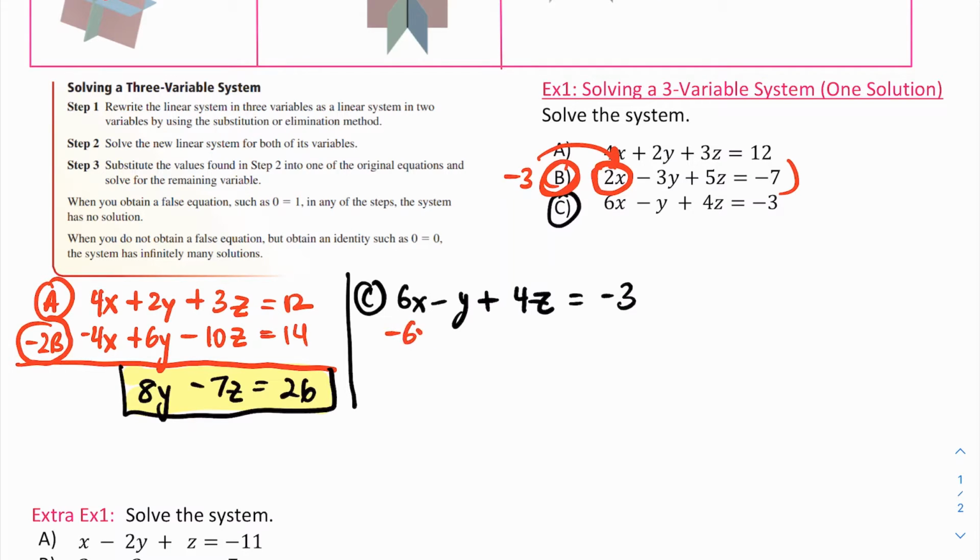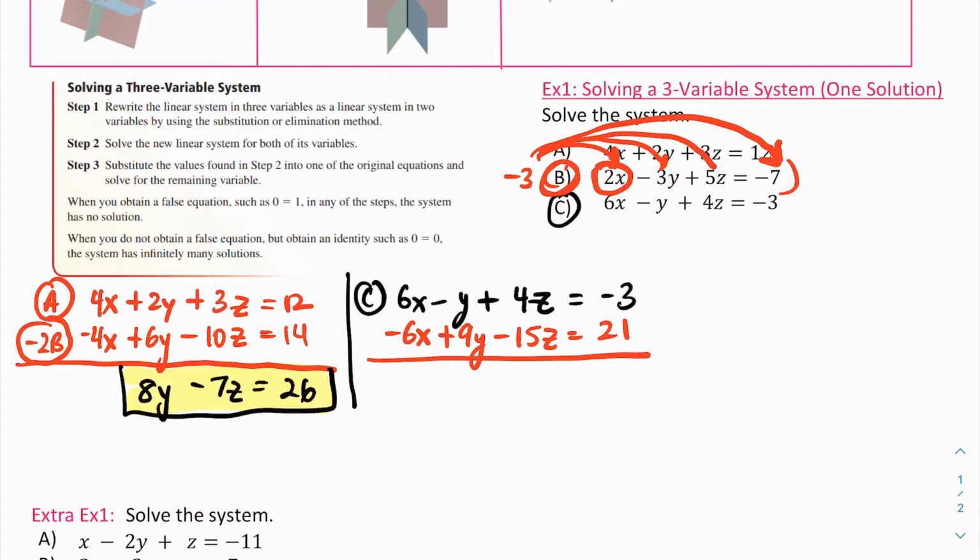So negative 6x plus 9y minus 15z, and don't forget this one, a lot of people forget to multiply that last number, equals 21. Now I'm going to add these two equations together. The x's cancel again, okay, so they cancel here and they cancel here. That's exactly what you want. So I have 8y minus 11z equals 18. So that's my second equation.